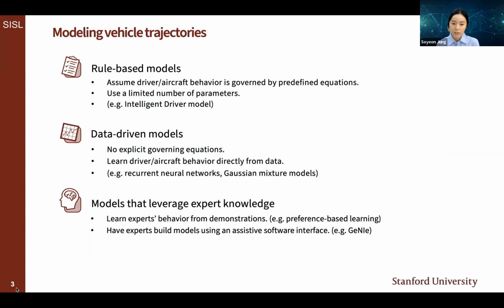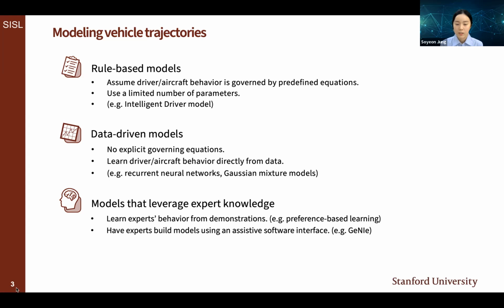There are several approaches to model vehicle trajectories. Rule-based models assume that the driver or aircraft behavior is governed by predefined equations with a limited number of parameters. One example is the intelligent driver model. Data-driven models do not have explicit governing equations, but they learn the driver or aircraft behavior directly from data. As examples, we have recurrent neural network and GMM, Gaussian mixture model.